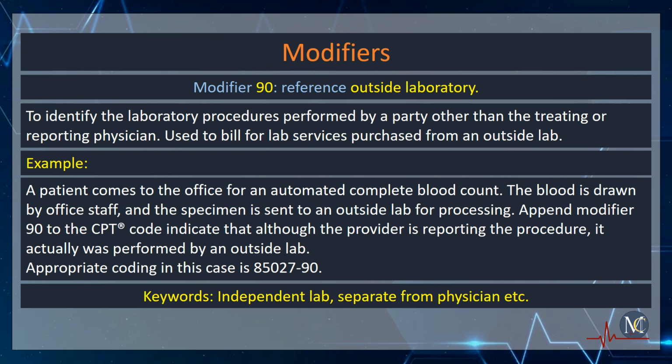Let's take an example. A patient comes to the office for an automated complete blood count. The blood is drawn by the office staff and the specimen is sent to an outside lab for processing. Append modifier 90 to a CPT code to indicate that although the provider is reporting the procedure, it actually was performed by an outside lab. Appropriate coding in this case is the CPT code along with modifier 90. The common keywords used to apply modifier 90 are independent lab separate from physician.